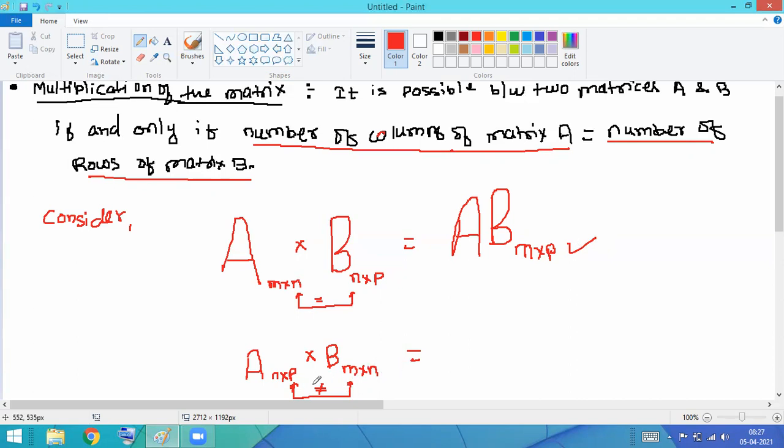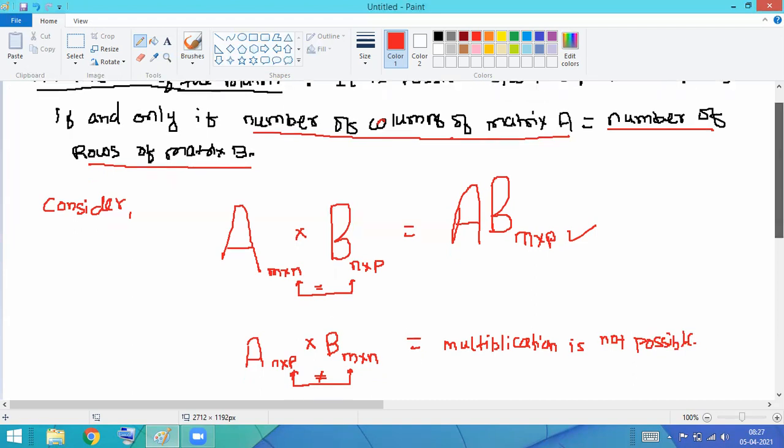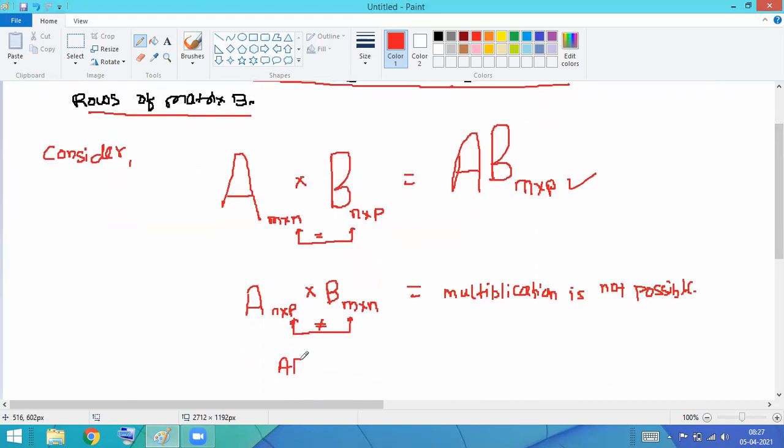But what about here? Basically, P here is not equal to M. So can we say that multiplication is not possible here? Yes. Multiplication is not possible. So it means that, can we state that AB is not equal to BA?